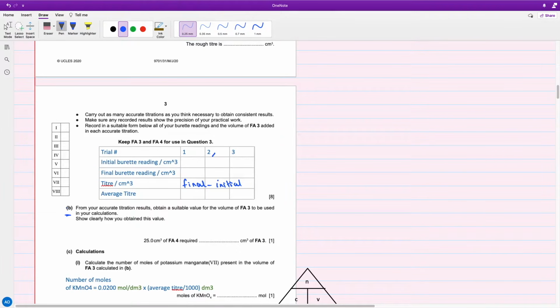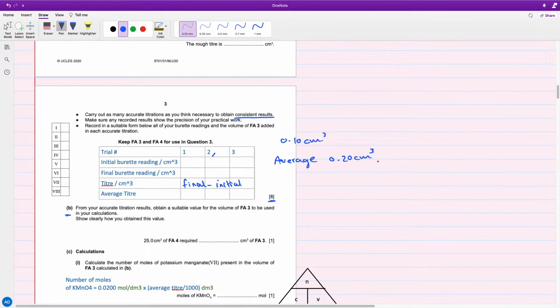Alright? Now this is something you guys need to be aware of. To get the full 8 marks, you need consistent results, right? So make sure the difference between each titer is no more than 0.10 centimeters cubed, right? And when it comes to taking the average, make sure to use the values that are no more than 0.20 centimeters cubed apart.